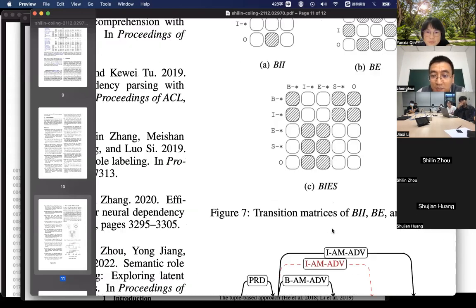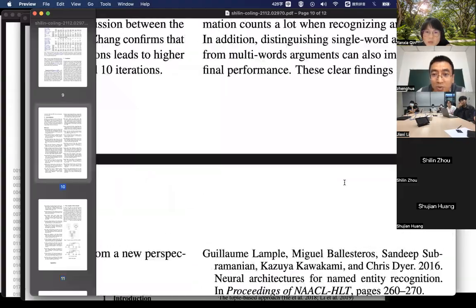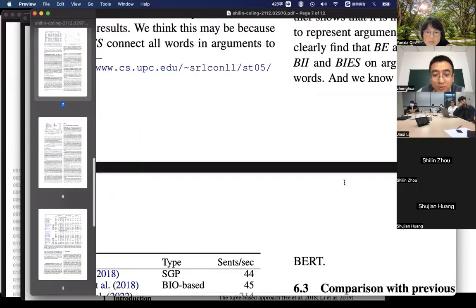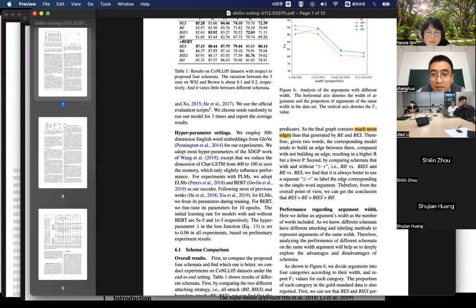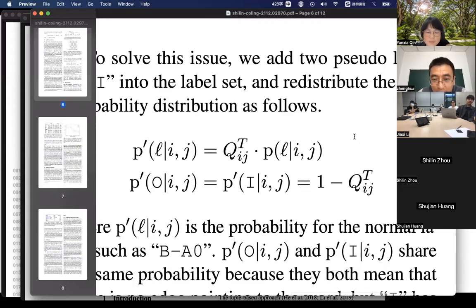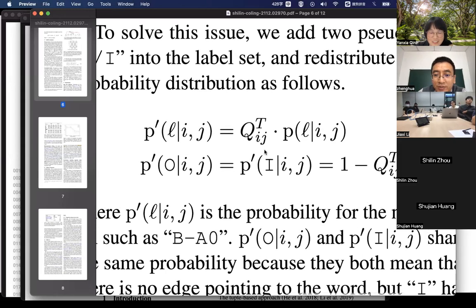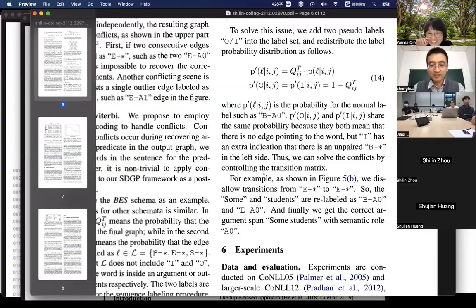For the BIES schema, in this part we don't need to redistribute, and we can't invent I in this part. We just remove this part, and it would be okay, because in the label set it already has an I label. It's difficult to understand. Maybe it's because I used the BES schema as an example. I can improve this part. We can have a later discussion. I need some time.